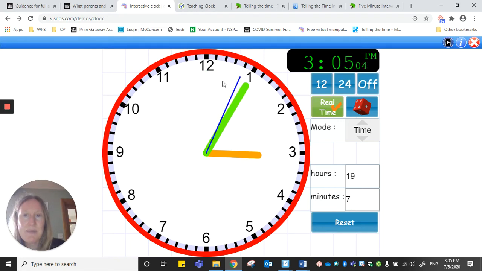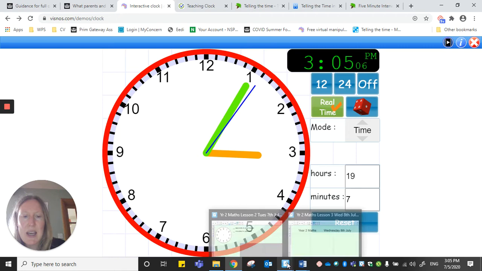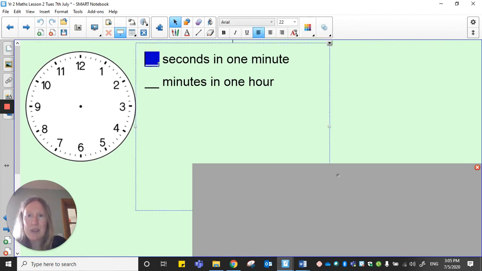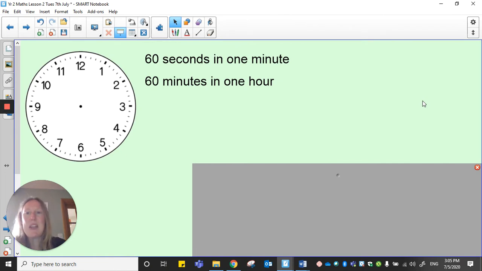in a minute. And if you remember yesterday, we did lots of practicing of counting in fives for the 5 minutes, all the way around. Again, 60 minutes and 1 hour. Okay, so they are the same. So we have 60 seconds in 1 minute, and we have 60 minutes in 1 hour.